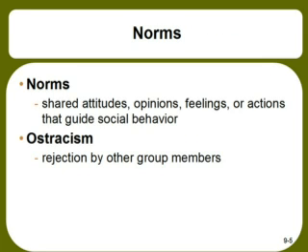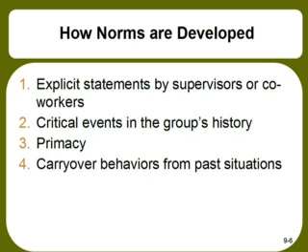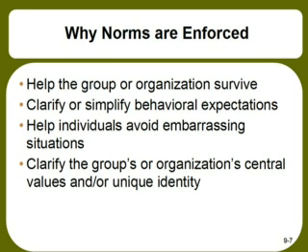When an individual does not share group norms, ostracism may occur. When this happens, the individual in question is rejected by other group members. Just as groups develop, norms also develop among group members. The norm development process is driven by the following factors: explicit statements by supervisors or co-workers, critical events that may occur during the group development process, primacy, where early events have more impact than later events, and behaviors that individuals bring with them from past situations.